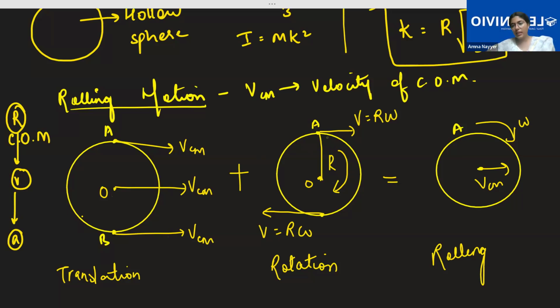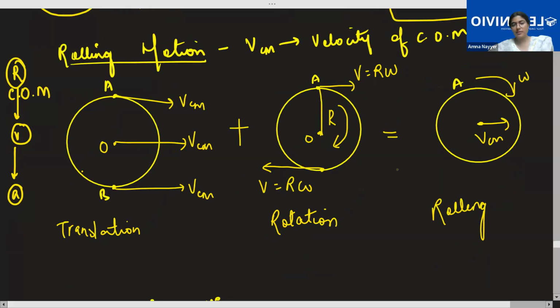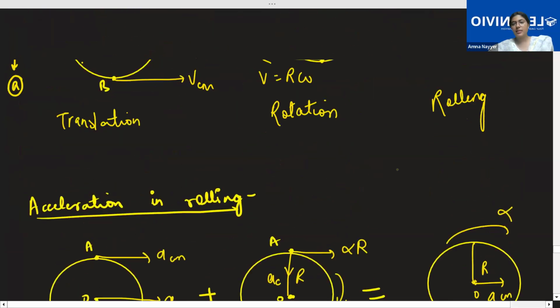Now, in rotation, we'll say v is equal to R omega, because angular velocity will come. So v is equal to R omega. Both of these are the points. Okay. Now, when you combine, what do you get? You have VCM, the velocity of the center of mass, also there, and R omega is also present. Similarly, for acceleration, okay, one more thing.